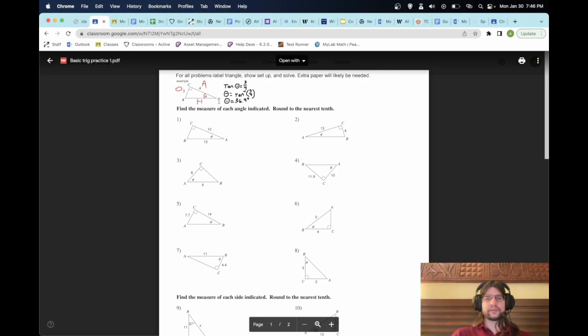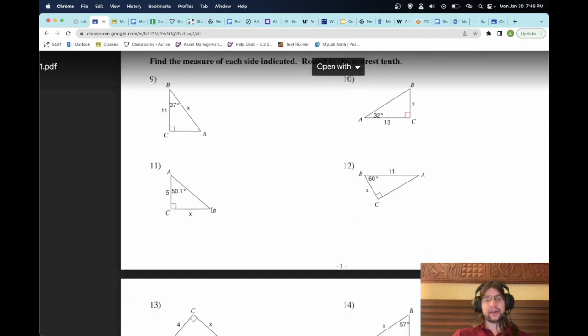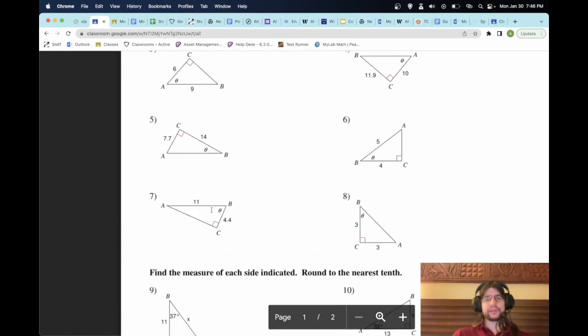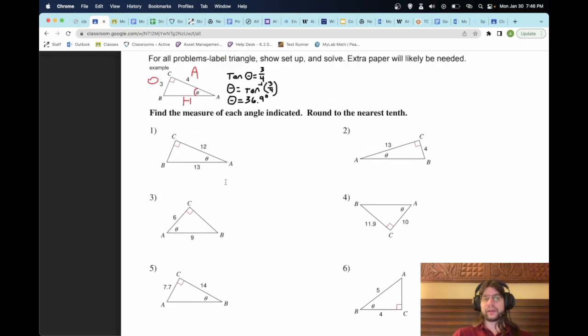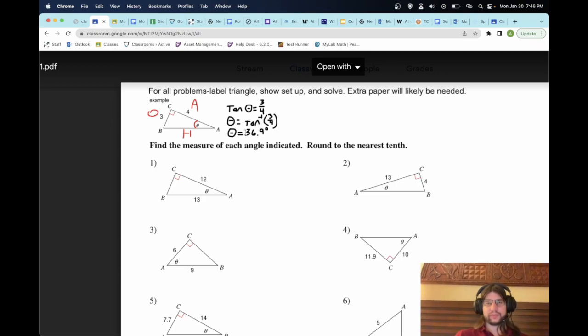So if you look on here, in addition to this video, I gave you an example of how to solve it. But come on, guys, you gotta practice. That's the only way you're gonna do this. You should have been able to do this on yesterday's quiz, but you know what? It is what it is. Get some extra paper and do the thing. Label your triangles. Write out your setup. And if you're looking for an angle, show the inverse. If you're not, well, then just give me the answer. It's just practice. Practice, practice, practice.